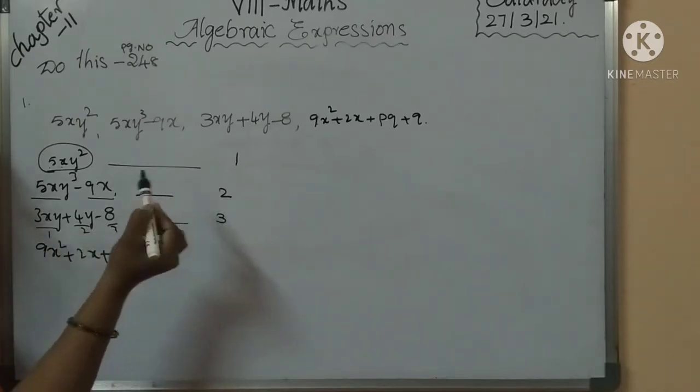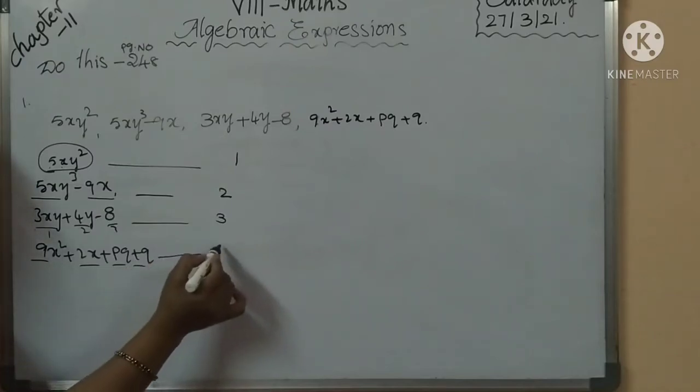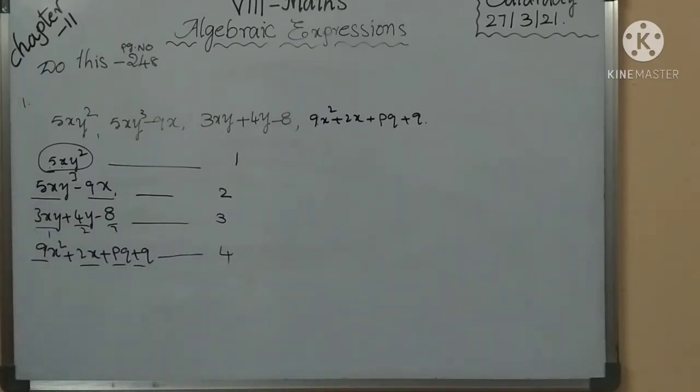How many terms are there? 3 terms. So here 1, 2, 3, 4. We know that it is 4 terms. So we know that a single term is called a monomial, 2 terms is called a binomial, 3 terms is called a trinomial, and 4 terms is called a tetranomial, or polynomial.